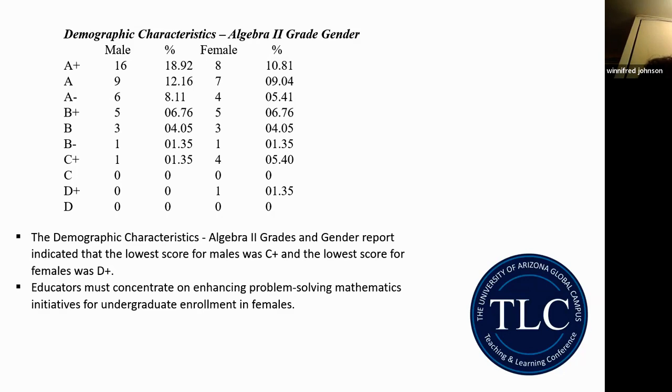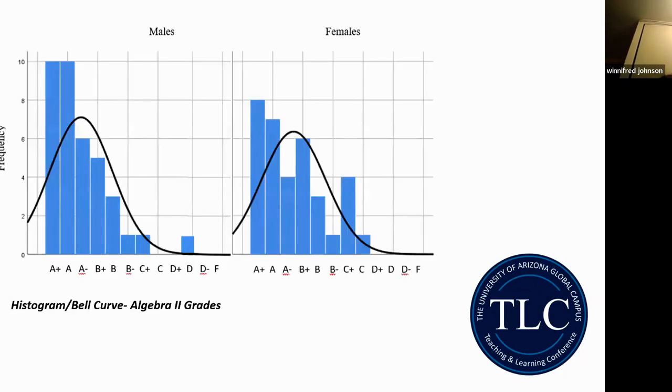Demographic characteristics, Algebra II grades, gender, males and females. The demographic characteristics, Algebra II grades, and gender report indicated that the lowest score for males was C+, and the lowest score for females was D+. Educators must concentrate on enhancing problem-solving mathematics initiatives for undergraduate enrollment in females.